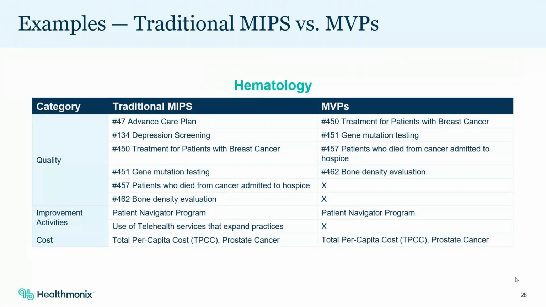But as you look down this measure inventory in this example, the first 2 measures are advanced care plan and depression screening. These are widely utilized measures. So there are practices who have a lot of experience in these measures, but they're not core to the practice of hematology, and they're not focused when we really talk about comparisons of performance in these measures to similar clinician types. Now compare that to MVP participation.